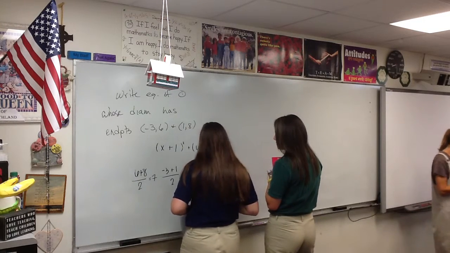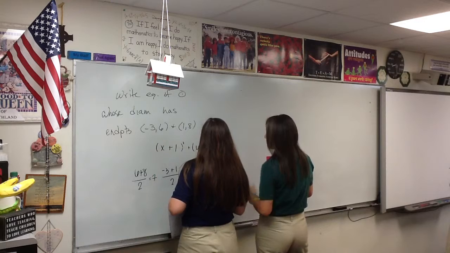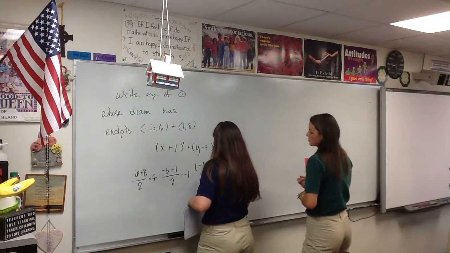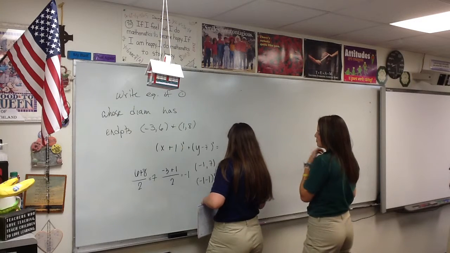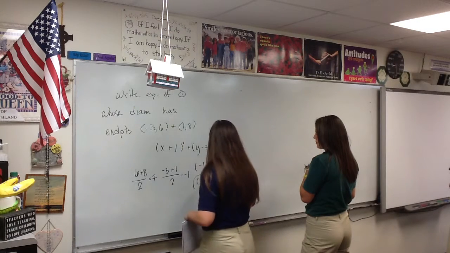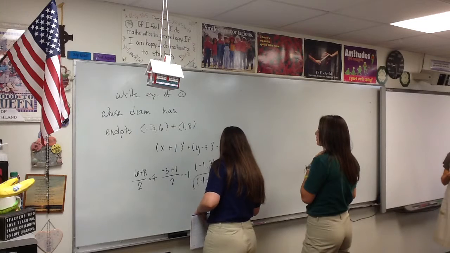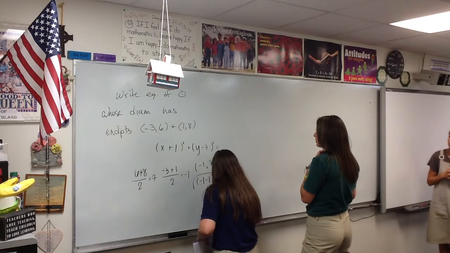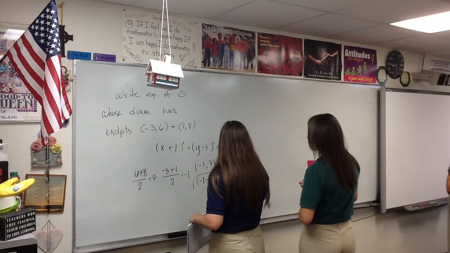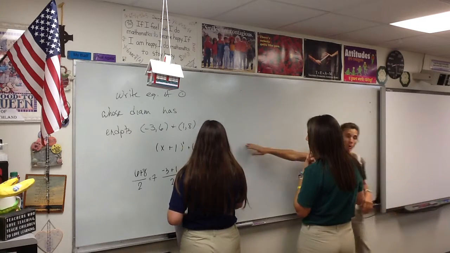Center at negative 1, 7. Does that look okay to everybody? Yeah. She got a radius to be the square root of 5. Oh, no, okay. So since her radius is the square root of 5, what goes into the equation?